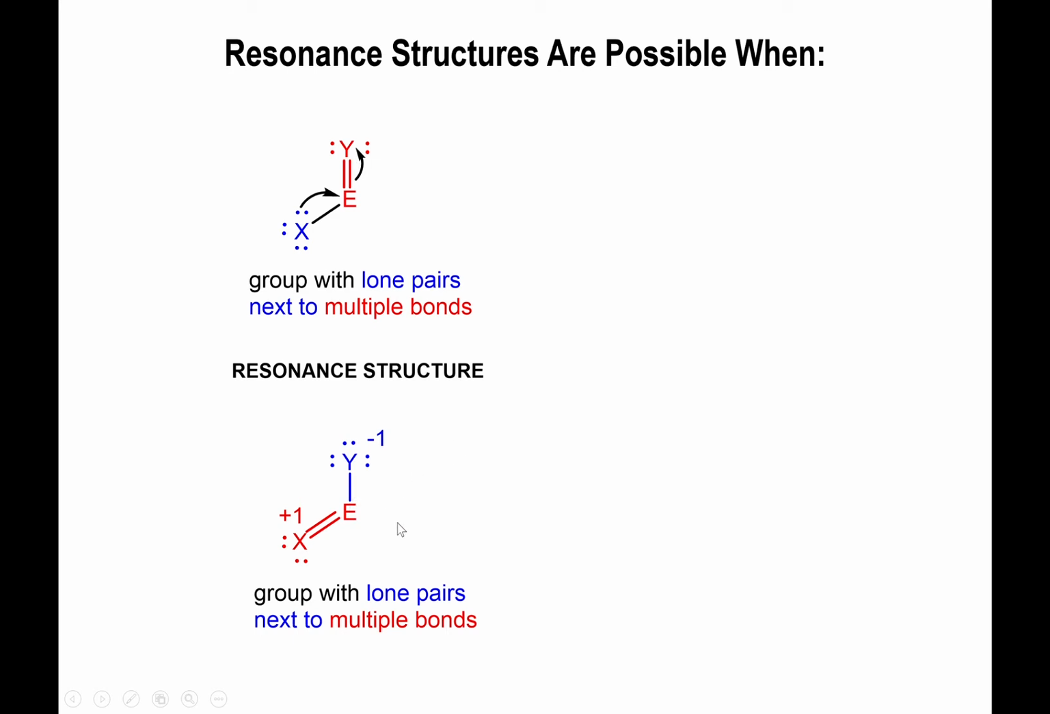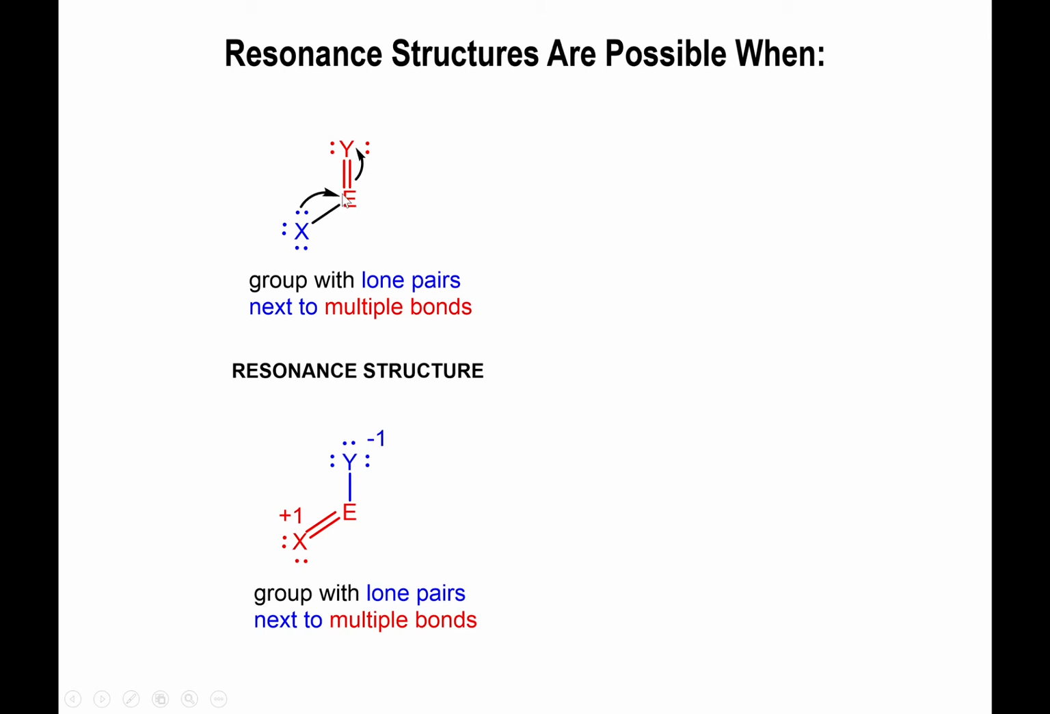Also, I would like you to notice that the charges do change. And ideally, the way this goes is that for the element that is donating electrons, you increase the charge by 1 for every lone pair that you donate. And for the element that is receiving electrons, you decrease the charge for every lone pair that you accept.